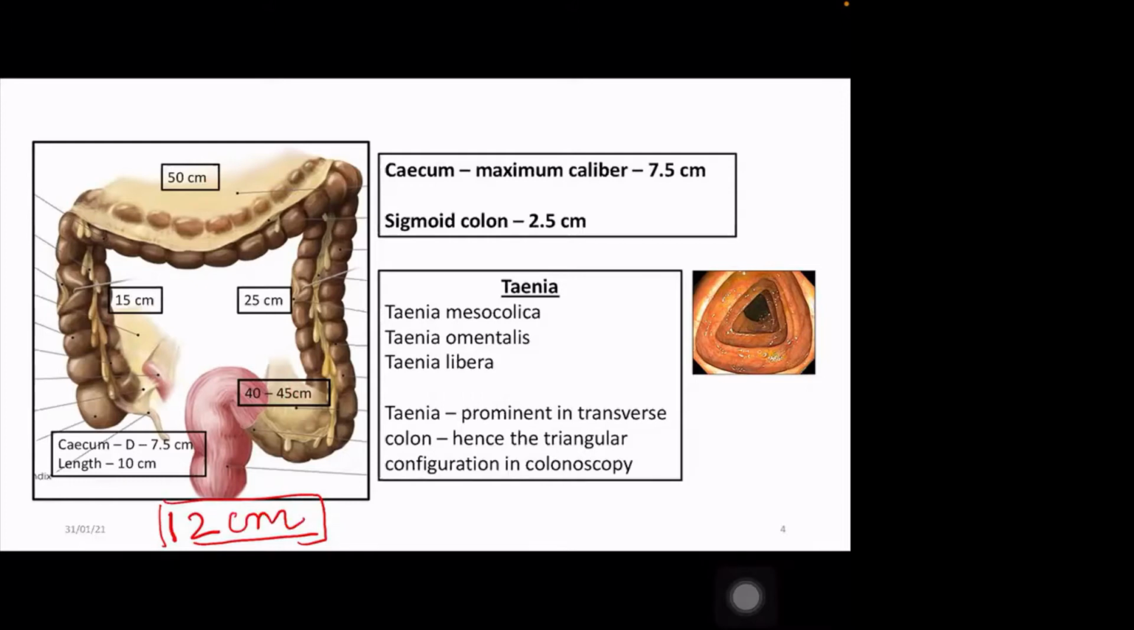Fine. The next point is that the cecum maximum caliber is 7.5 centimeter, as I told before, and the sigmoid colon is the narrowest part of the colon. The diameter is around 2.5 centimeter. Also, in the anatomy of the colon, we can see some longitudinal bands. These longitudinal bands are called teniae coli.